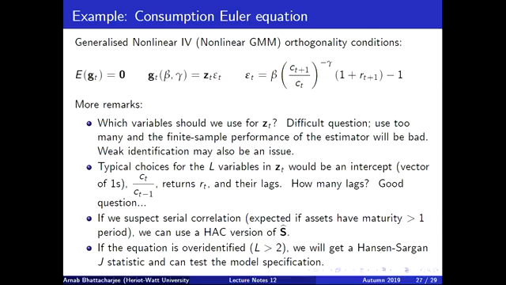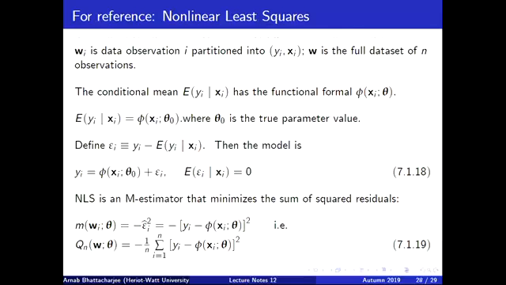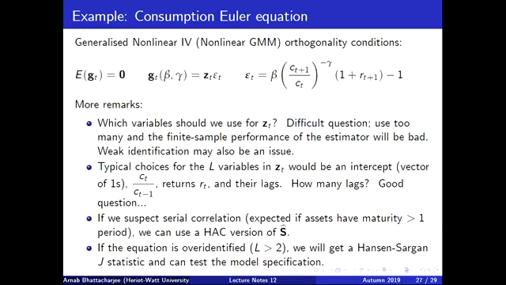Okay. So if the equation is over-identified, and typically we would like to make it over-identified, we get a Hansen-Sargan J statistic and we can test model specification. Okay? So far so good? Right? That is all about nonlinear GMM, right? Very simple extension of the linear GMM case. Okay?